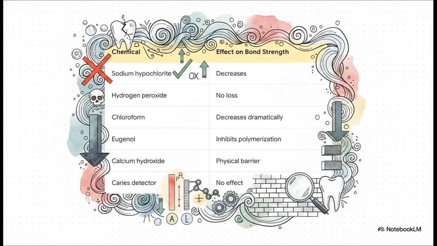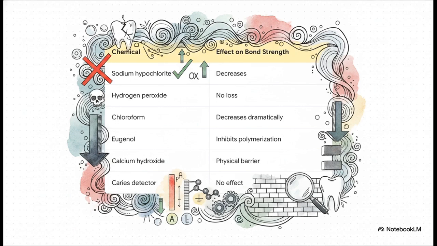Okay, this chemical interaction matrix, it's a screenshot-worthy goldmine for your boards. Let's rapid fire through this. Sodium hypochlorite, it leaves an oxygen-rich layer which actually decreases bond strength. Hydrogen peroxide, totally safe, no loss of bond strength. Chloroform, be super careful there, it decreases bond strength dramatically. What about eugenol? That one directly inhibits polymerization.